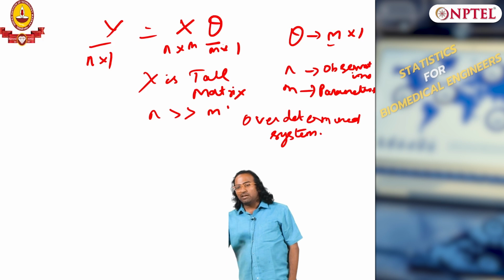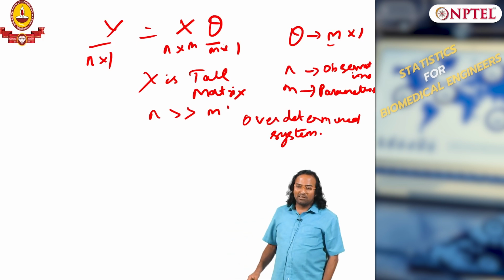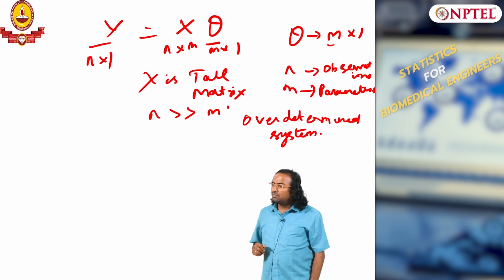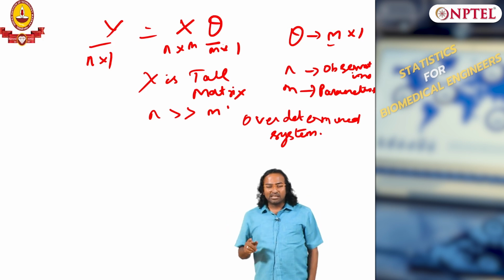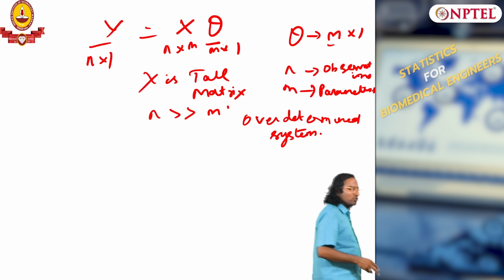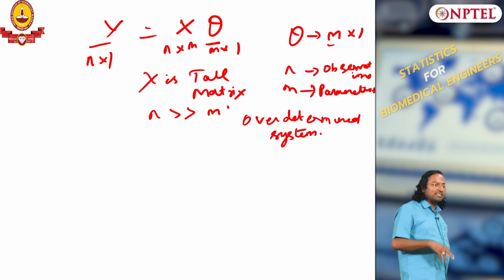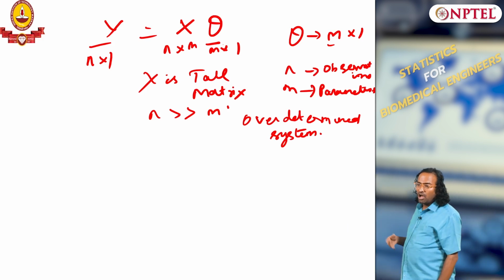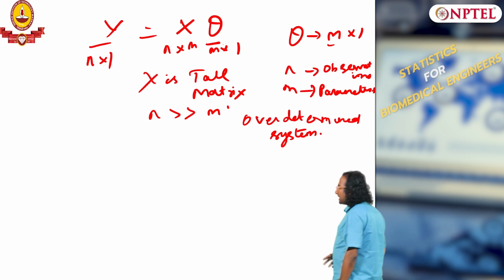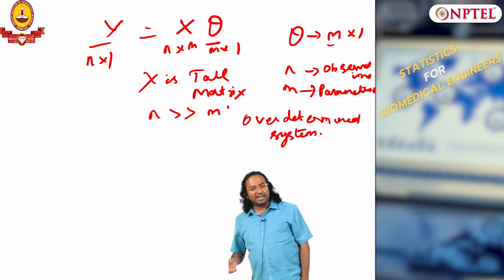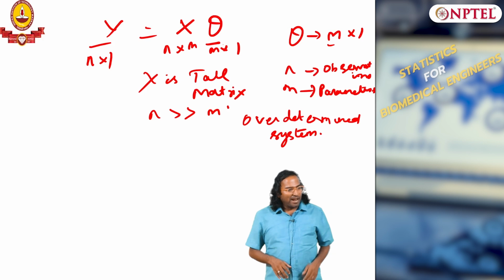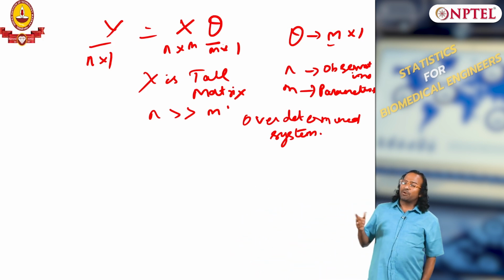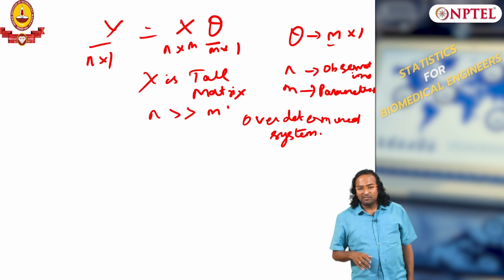What is the unknown here? Theta, which is only m, and how many equations are there? N equations. If n is much greater than m, there are more equations and a lesser number of unknowns. So that is an over determined system. The opposite is called under determined, where m is much greater than n, so it is a fat matrix. Any example of an under determined system?